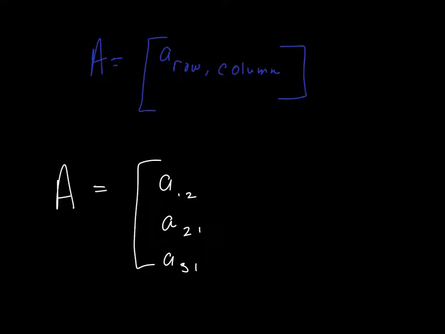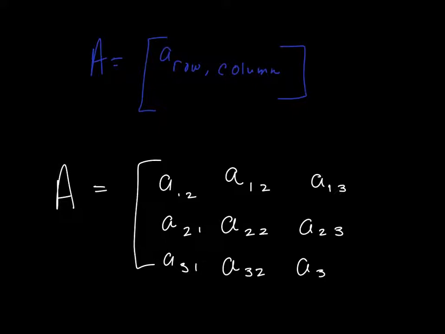This next spot here would be A, row 1, column 2, row 2, column 2, row 3, column 2, A, row 1, column 3, row 2, column 3, row 3, column 3. Now, this here would be called a 3 by 3 matrix because it has 3 rows and 3 columns.